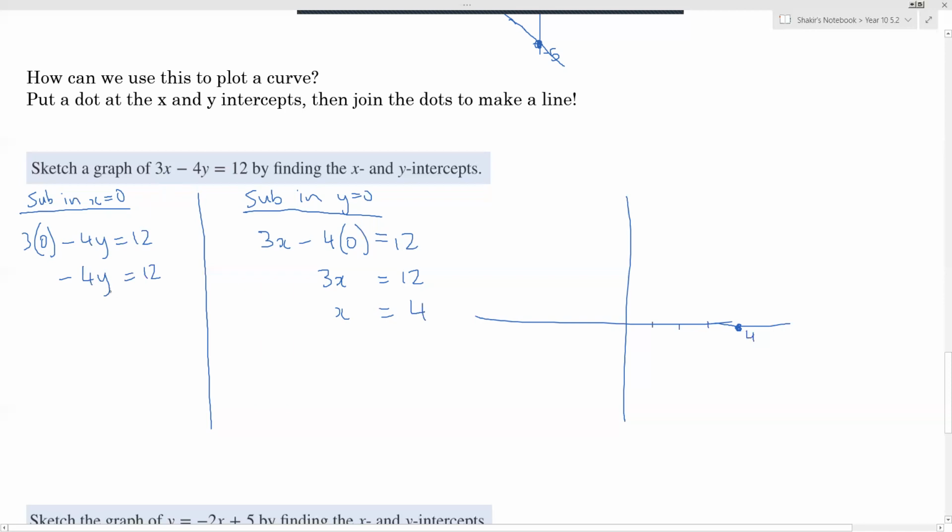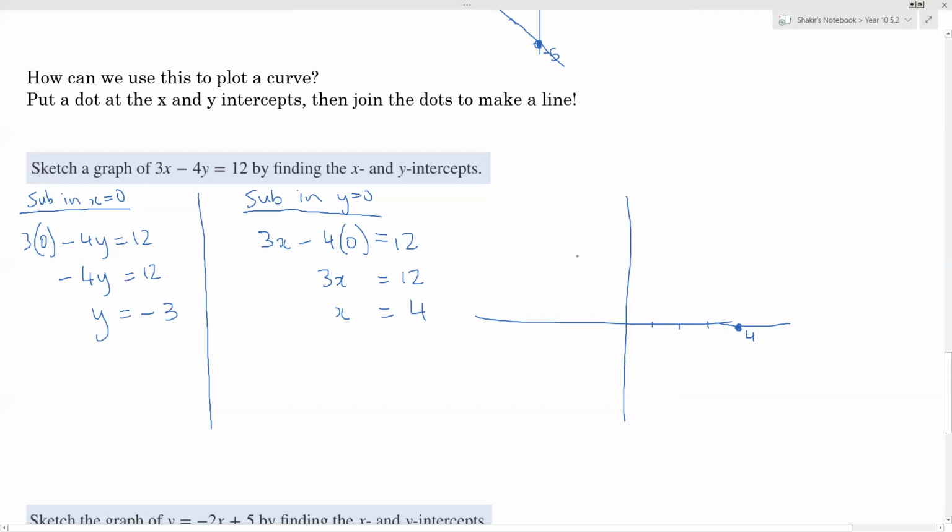Now, what is with the y? I have a negative 4. I can undo it by dividing by negative 4. Divide everything by negative 4, and 12 divided by negative 4 is negative 3. Okay, you can use a calculator. 12 divided by negative 4 is negative 3. My y-intercept is at negative 3.